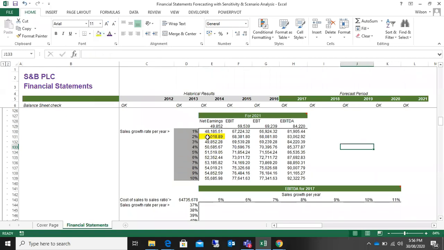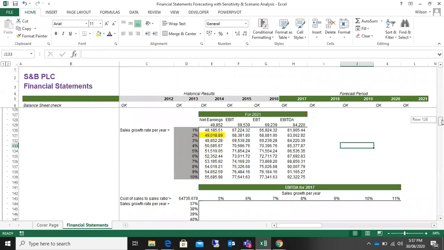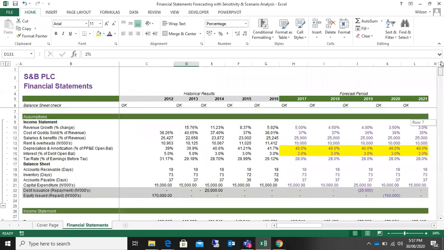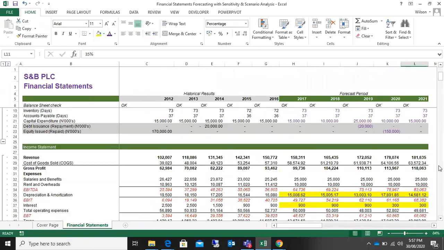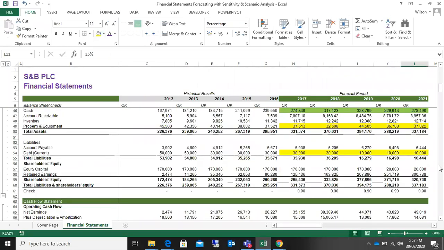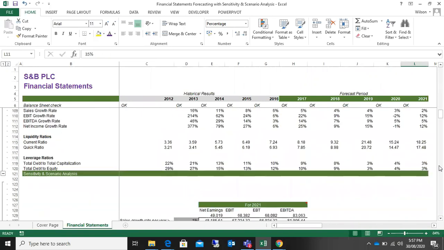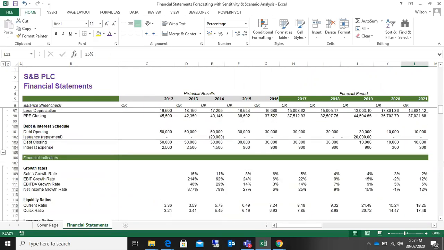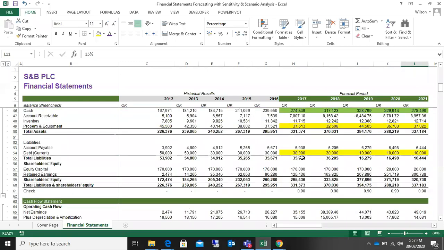Take note we have 49,018.89, right? That's for 2021, isn't it? The sales growth is 2%. I will scroll up and change this to 2%. If I change that to 2%, what do we have? Now, we are looking at the impact on what? We are looking at the impact on net earnings, Abby. So what do we have for net earnings for 2021?